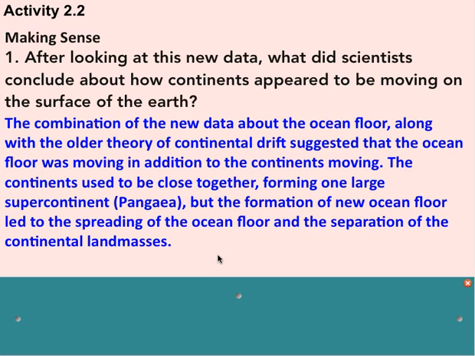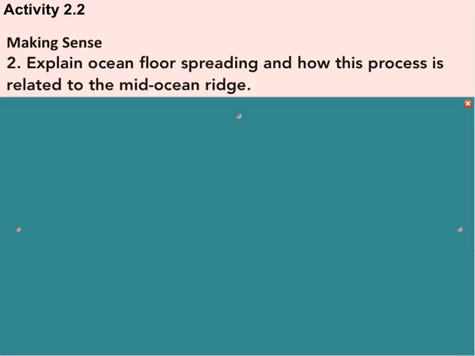You might say, well, his theory was wrong. He just said the continents were moving. But that's a big step forward versus saying nothing's moving. So yeah, he wasn't quite there yet, but his continental drift theory still was the foundation of modern day plate tectonics. Now, here's your second question.